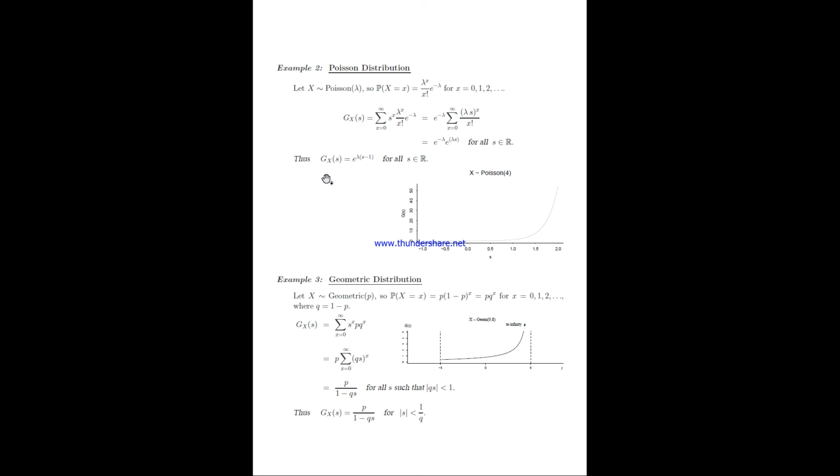As in the previous case, you can take any value for the parameter lambda, check some of the values of the probability generating function, and plot it.